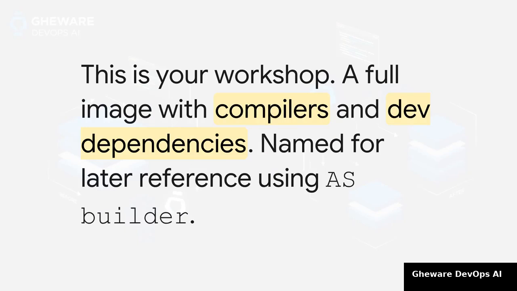So first, we define a builder stage. We give it a name, you can see it right there, AS builder. This is our workshop. It's a big, full-featured image where we install all our heavy development dependencies, our compilers, and any other tools we need to actually build our application.